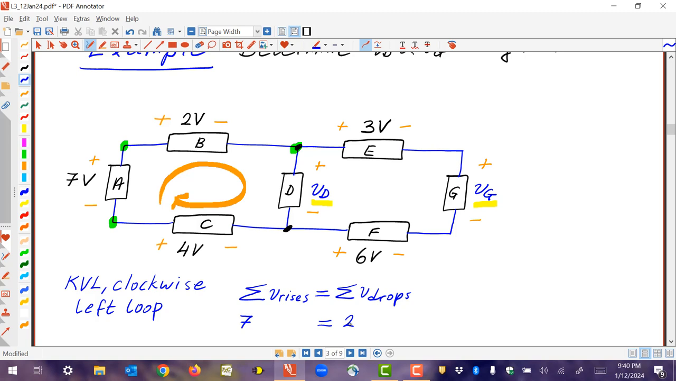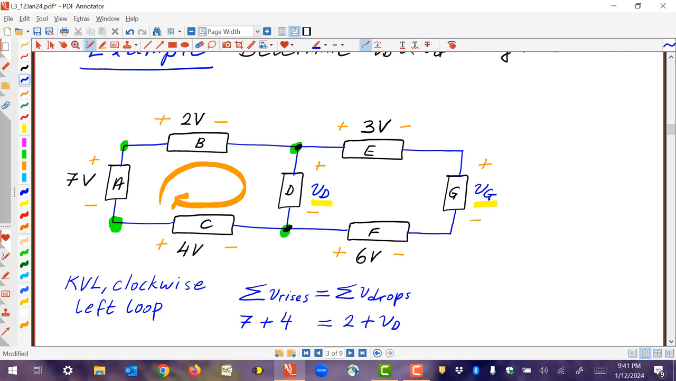Now I'm on top of the element D. When I go from the top of D to the bottom of D, in the clockwise direction, I go down by V sub D volts. That's an unknown, but it's a drop, because in the clockwise direction V sub D goes from plus to minus. So I put V sub D here. Then from the bottom of D to the left, I come back to where I started, going up by 4 volts, from minus to plus. That's a 4 volt rise, so I put plus 4 here.